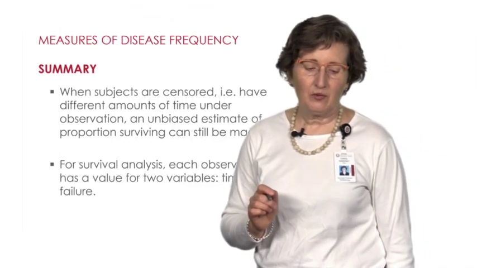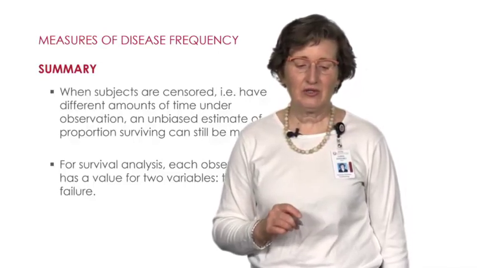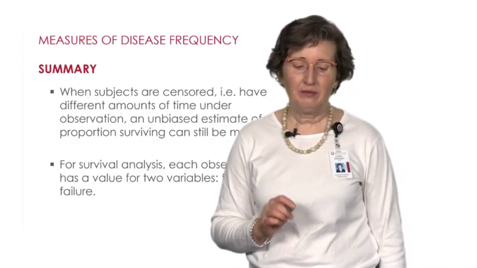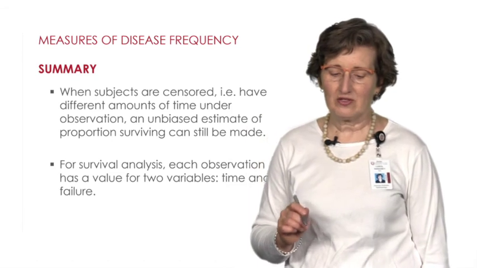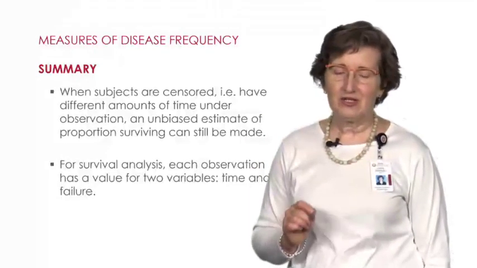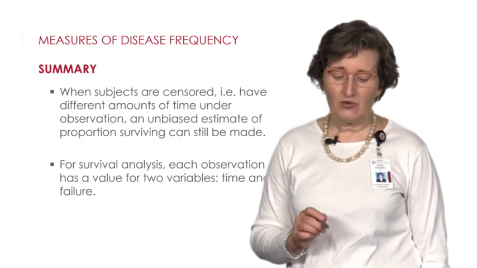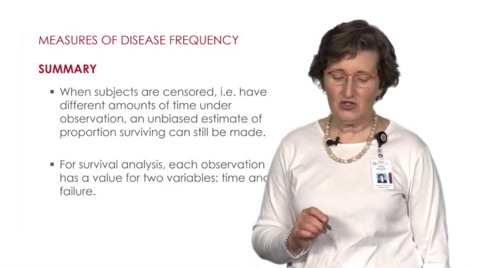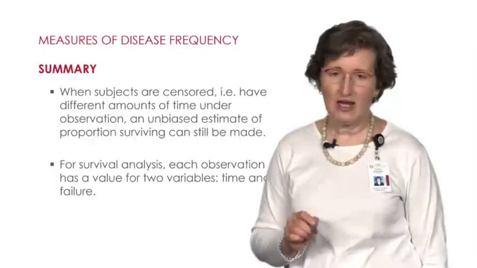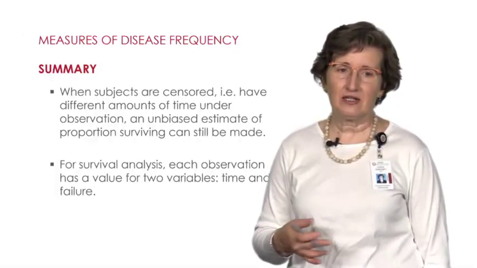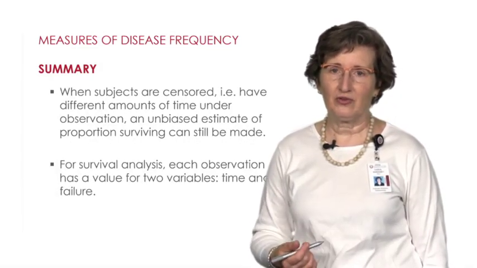So in summary, when subjects are censored or have different amounts of time under observation, an unbiased estimate of the proportion surviving can still be made. And the situation of subjects being censored is really more the rule than the exception. For survival analysis, each observation has a value for 2 variables, time and failure. So when you're conducting a study, you want to think about collecting the variables in that structure.